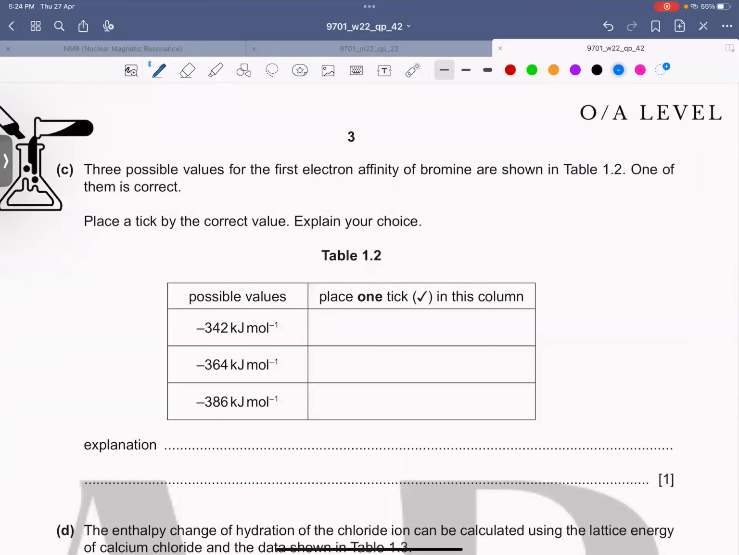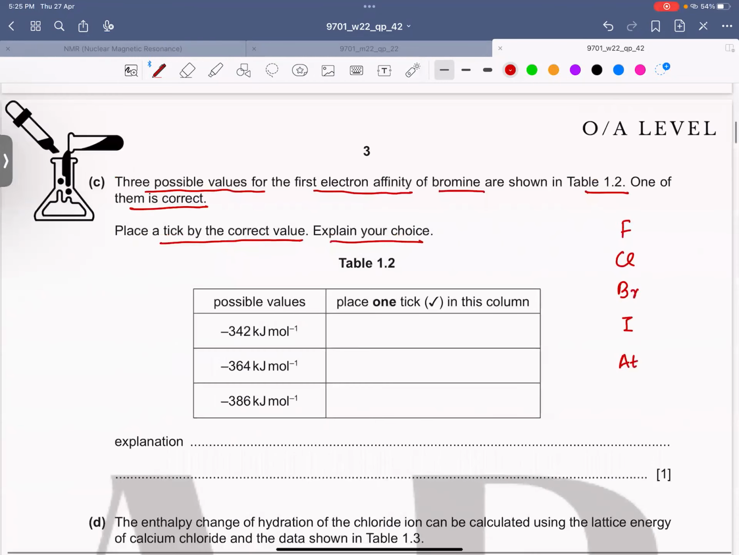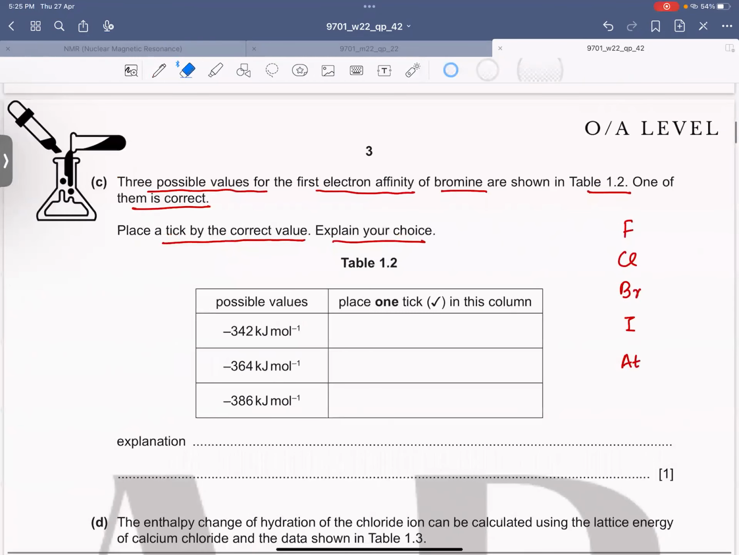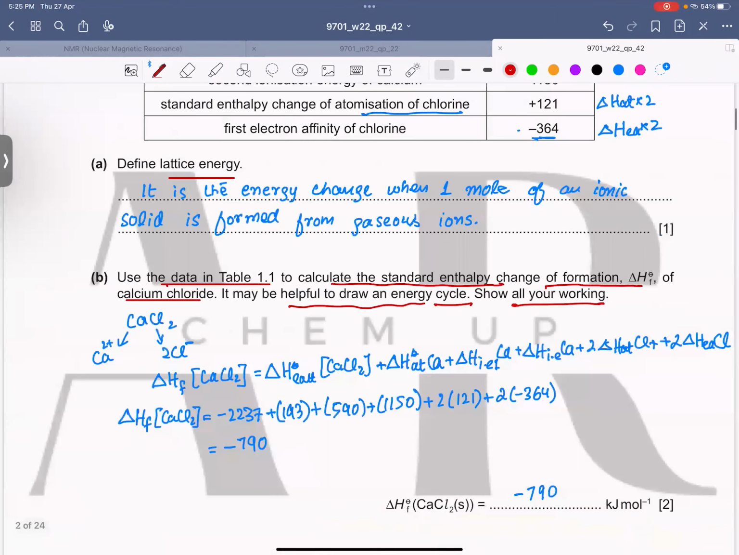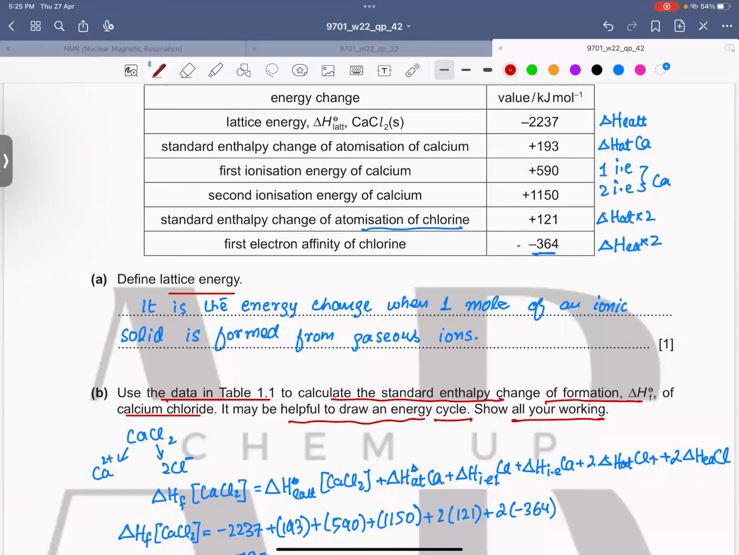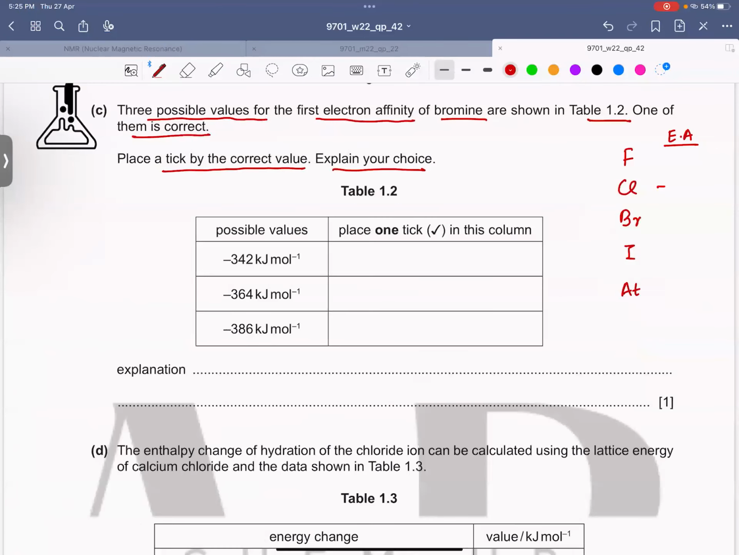Okay. Now in the next part, 3 possible values for the first electron affinity of bromine are shown in table 1.2. One of them is correct. Place a tick by the correct value and explain your answer. If you look at group 7 in the periodic table, we have fluorine, then chlorine, then bromine, then iodine, then astatine. Here I'm going to write the electron affinity of chlorine, which is provided, and it is minus 364.